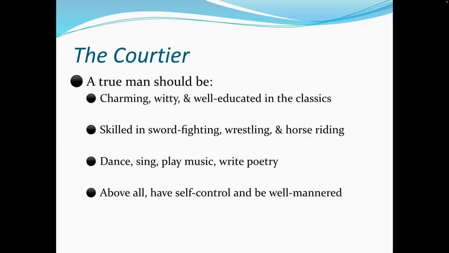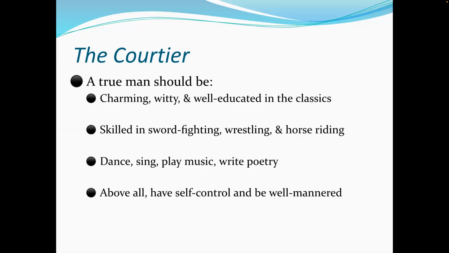And when it comes to athletic ability, it's important to have that as a part of your arsenal, so to speak. So yeah, you have to be smart, you have to be educated, you have to be funny, you have to be charming, but at the same time, you have to show some sort of athletic ability. You have to show that you are capable of providing some sort of physical appearance to yourself. Dance, sing, play music, write poetry. So when it comes to understanding entertainment, when it comes to being well-rounded as a person, it's important to have those features as well. And finally, above all, have self-control and be well-mannered.